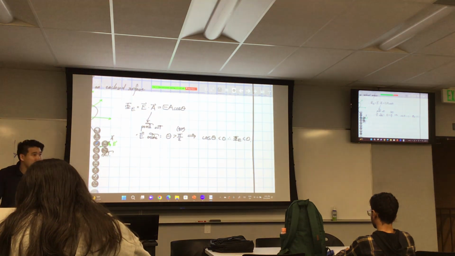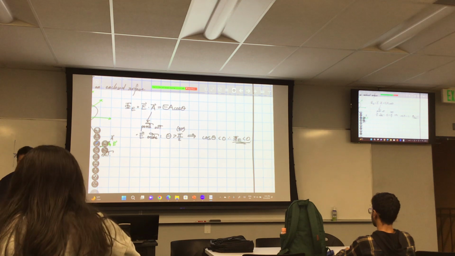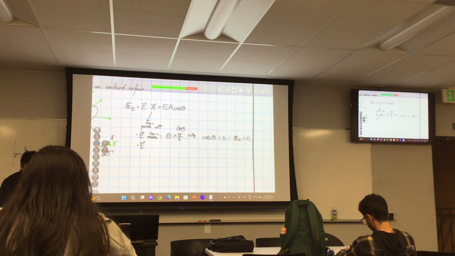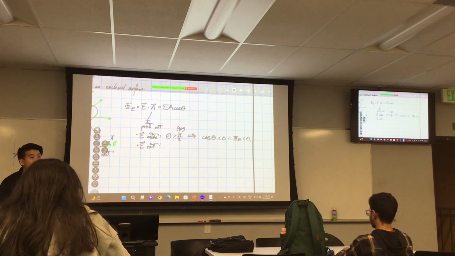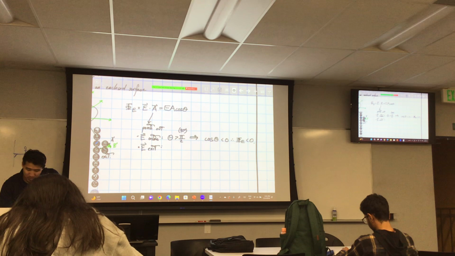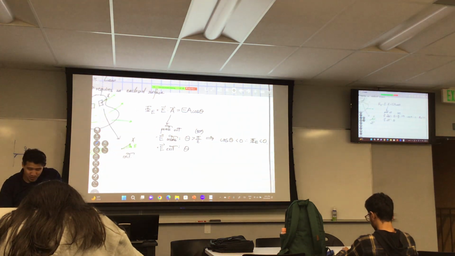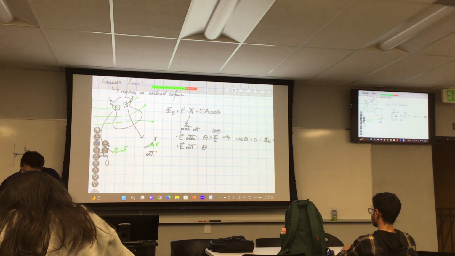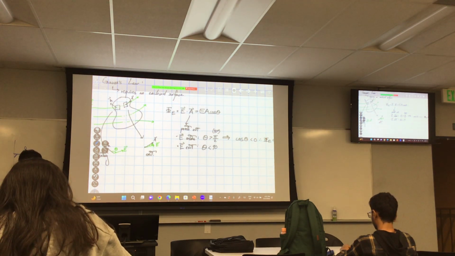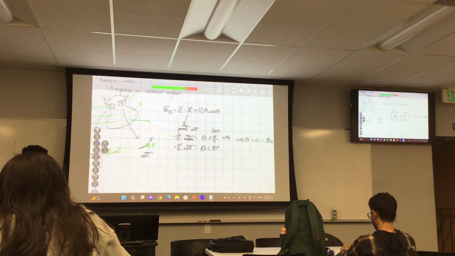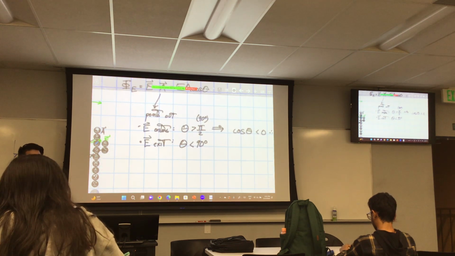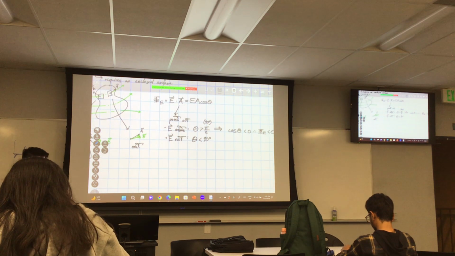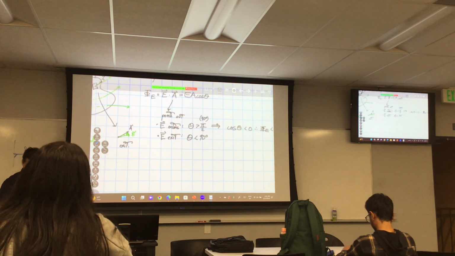So if an electric field line enters, that means you have a negative flux. Whereas if you have an electric field that exits, then you would run into a scenario like this where your angle would be less than, okay, let's just use 90 degrees. Let's not use radians. Your theta will always be less than 90 degrees when the electric field line leaves your enclosed surface.